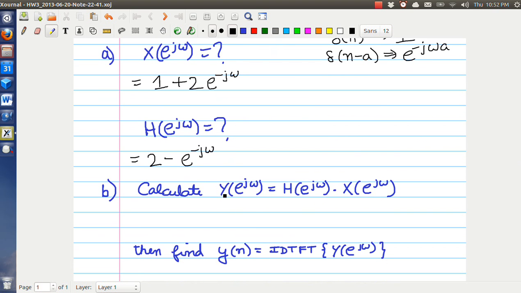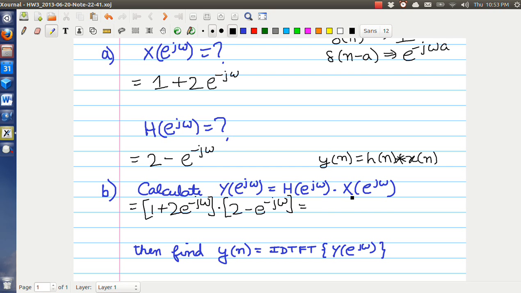In part B, we are asked to calculate Y(e^{j omega}) as the product of the two, because we know that the convolution in the time domain is simply a product in the frequency domain. So we simply multiply the two DTFT expressions with each other. We get 1 plus 2 e to the negative j omega, simple multiplication with 2 minus e to the negative j omega.